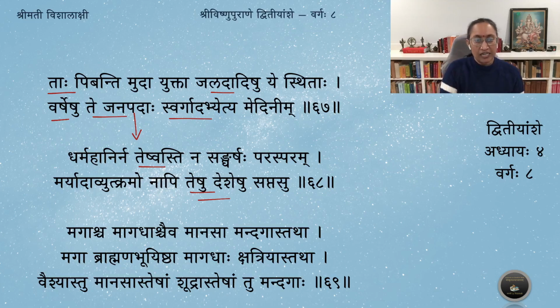So Janapadeshu, among those people, dharma hanihi na asti. There was no reduction of dharma in people. Everybody performed dharma. Nobody destroyed dharma in the way that we are all thinking about Kali Yugam today. So dharma hanihi na teshu asti.